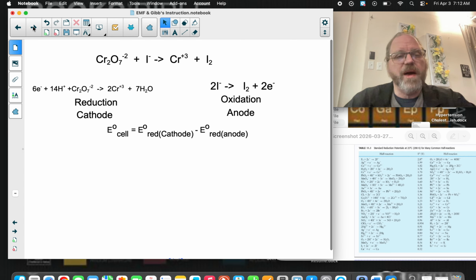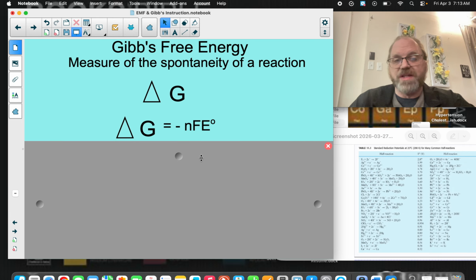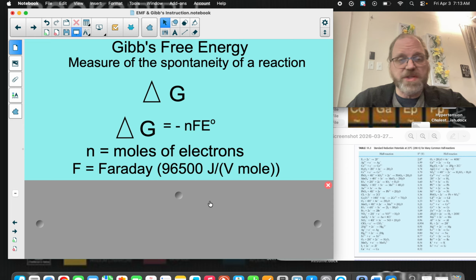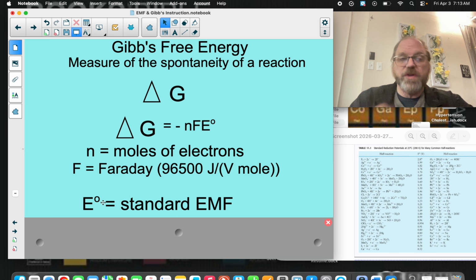That's pretty simple. Now, the next thing we'll look at is called Gibbs free energy. We discussed Gibbs free energy when we talked about thermochemistry. The Gibbs free energy is still the measure of spontaneity of a reaction. Now, we can use EMF to determine the spontaneity of a reaction. The equation now is slightly different, though. It's still delta G, but delta G is now equal to negative nFE, where n is the number of moles of electrons, F is called the Faraday constant, 96,500 joules per mole, and E is the electromotive force standard that we found just before.